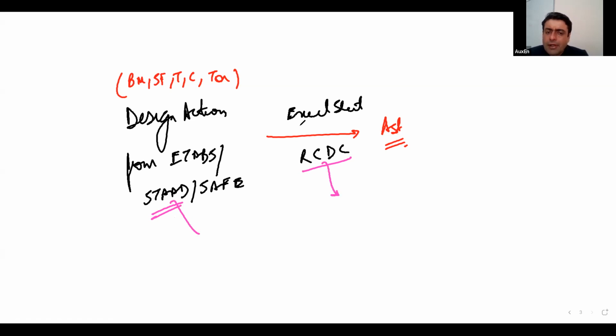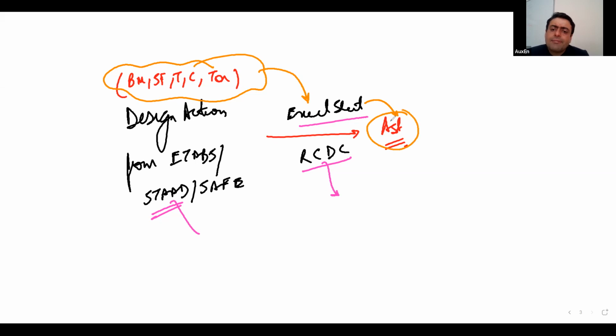Many people will prefer Excel sheets, so they will not use RCDC also. They will take the inputs from here. Sorry, they will take these outputs. These outputs will be used as an input. It will be put in this Excel sheet, and our Excel sheets will give us the AST values, let's say.